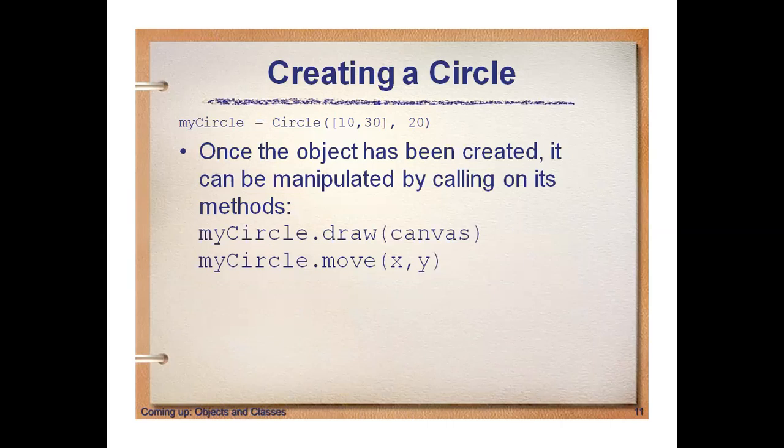Once the object has been created, we can always manipulate it by calling its methods, right? So myCircle.draw. And myCircle.move: from some initial position, I want to move my circle to a given position of x and y. So this is the work of the methods.